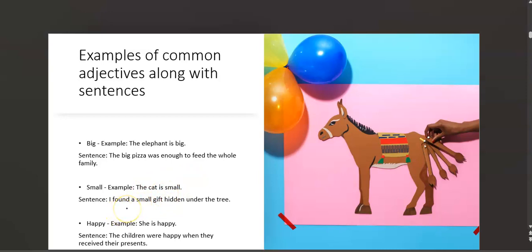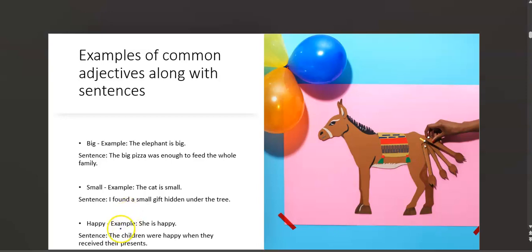I found a small gift hidden under the tree. The gift was small, and where was it? It was hidden under the tree. So here it's not just any other gift, or you can as well say, I found a gift hidden under the tree. The sentence, like I said, will still make sense, but the distinct feature here is that it's not just any other gift. It's a small gift that you found hidden under the tree.